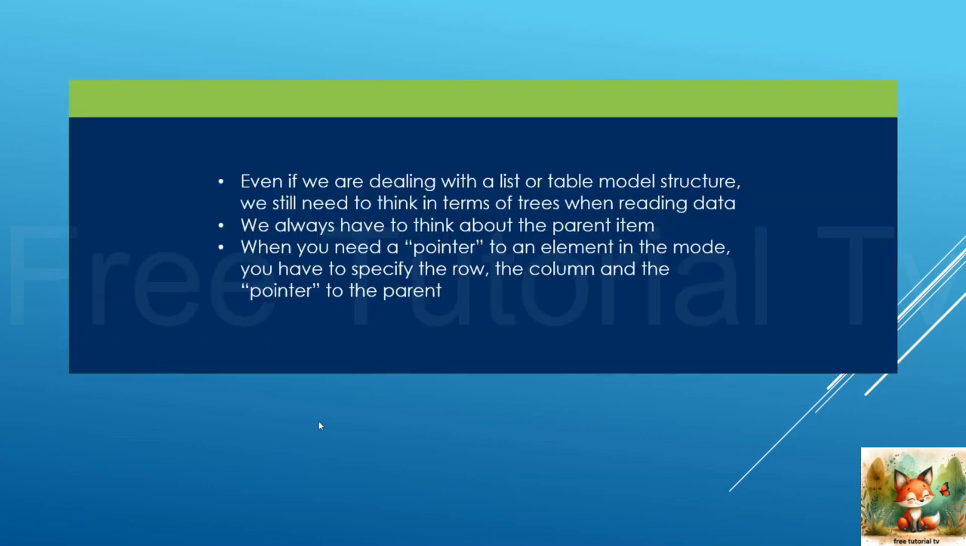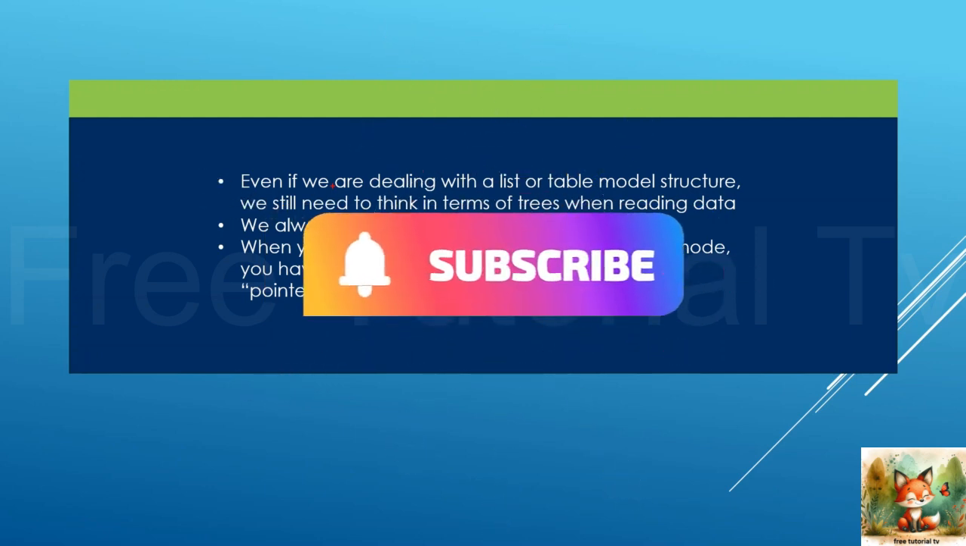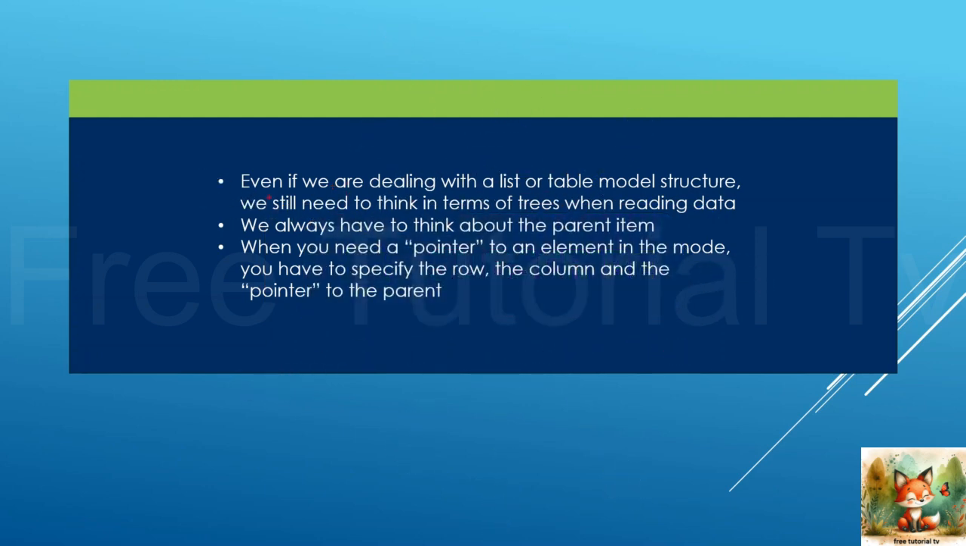A few things I would like you to know. Even if we are dealing with a list, table, or tree structure, we still need to think in terms of trees when reading data. The reason is that we still need the parent item if we really need to use the QModelIndex API. So when you need a pointer to an element in the model, you have to specify the row, the column, and the parent. And it is because we need this parent item that we still need to think in terms of trees when reading data from our models.